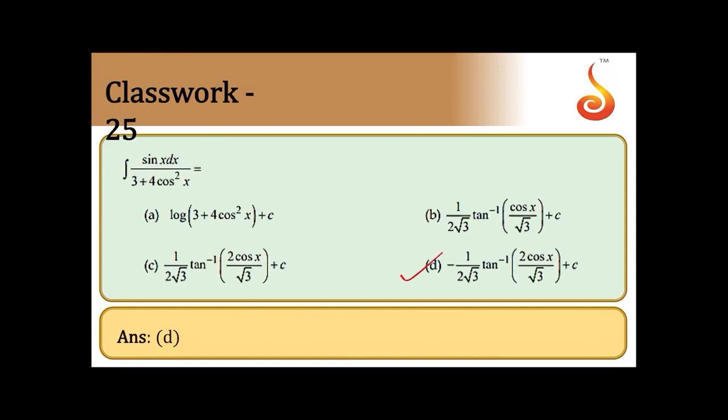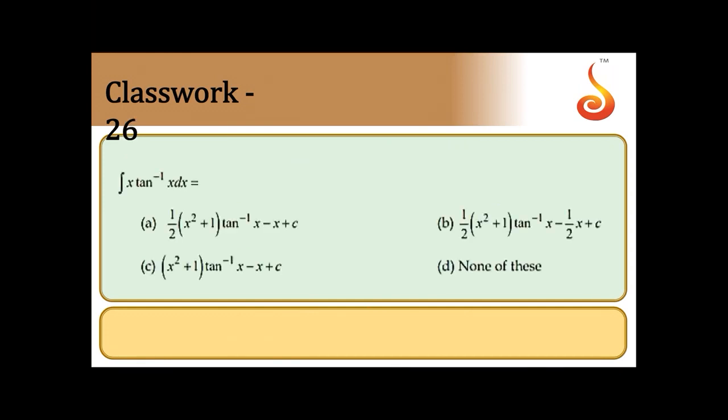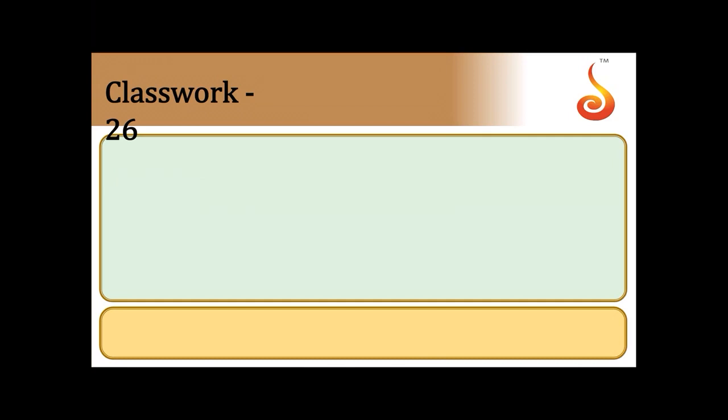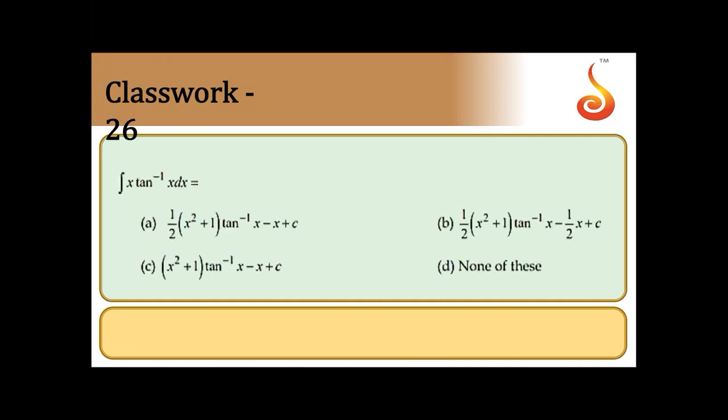Yes, D option. Next one, integral x tan inverse x dx. By parts you need to apply here. The first function is tan inverse x, the second function is x. Keeping tan inverse as it is, integral of x is x square by 2, minus integral of x square divided by 2 by 1 plus x square dx.